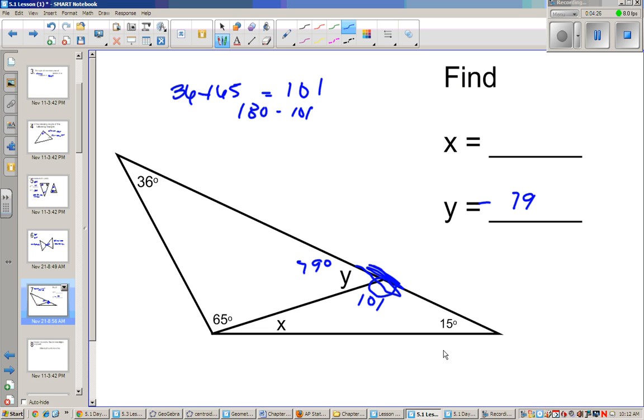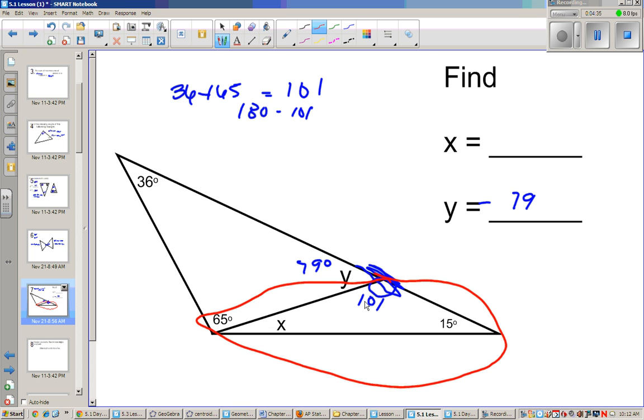And now we know two angles of this triangle right here. Okay, we know two angles, 101 and 15. So 101 plus 15 gives me 116. So whatever's left over is going to be x. So 180 minus 116 leaves me with 64 degrees for x.